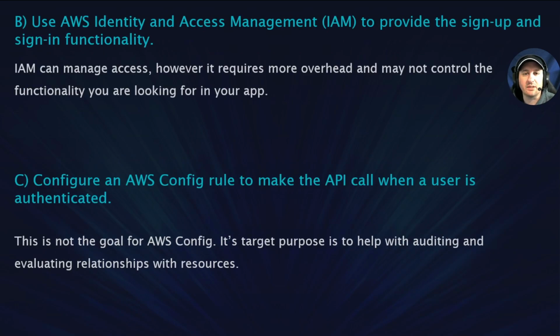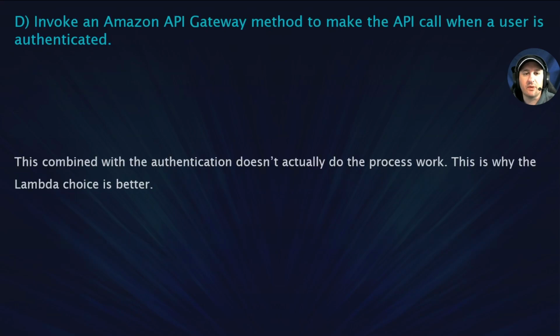Let's look at some of the answers that we didn't select. The first one is using IAM to provide the sign-up and sign-in functionality. You use IAM mostly to authenticate resources that you have, so that's why this is not the best option available. AWS Config we already talked about is used more for assessing the configuration of your resources and less around authorizing access to those resources. And the last one, to invoke an API Gateway method, although this is combined with authentication, doesn't actually do the process work like the Lambda does. So that's why this option wasn't chosen.